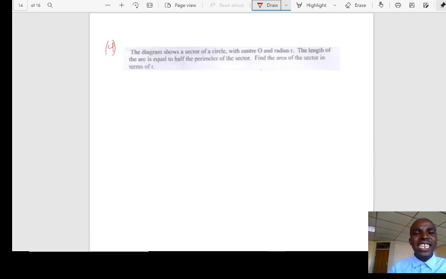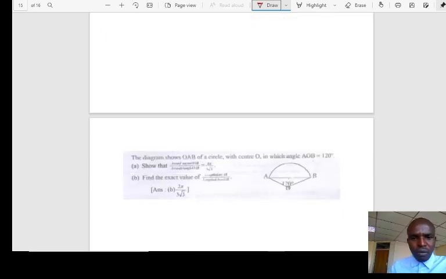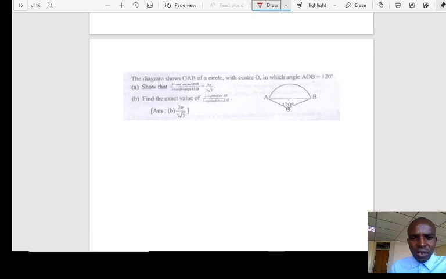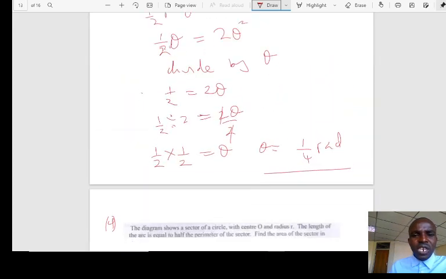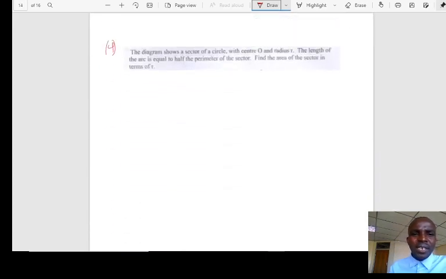Next question, supposed to be 4 or 5. The diagram shows a sector of a circle with center O and radius R. The length of the arc is equal to half the perimeter of the sector. Find the area of the sector in terms of R. I read again. As you can see on the screen, the diagram shows a sector of a circle. Oh, there's a part missing here. Oh, the diagram is here. Okay. So this diagram down here shows a sector of a circle with center O and radius R. The length of the arc is equal to half the perimeter of the sector. Find the area of the sector in terms of R.